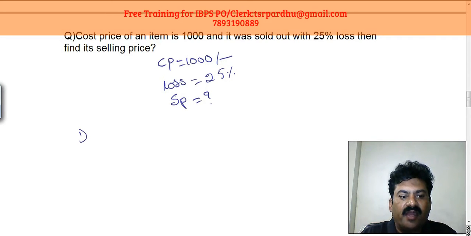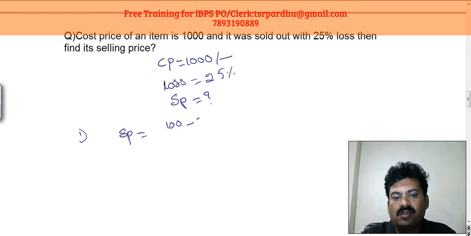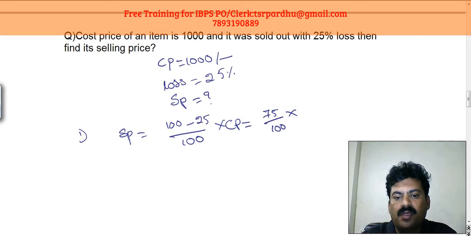In the first mechanism, we can go for the formula. Selling price is equal to (100 minus loss, which is 25%) by 100 into cost price. The cost price, now it is 75 by 100 into CP, which is 1000. When I go for this, it is 750.